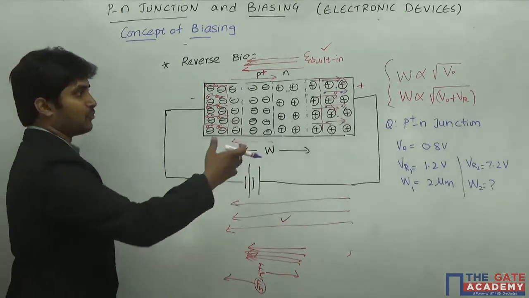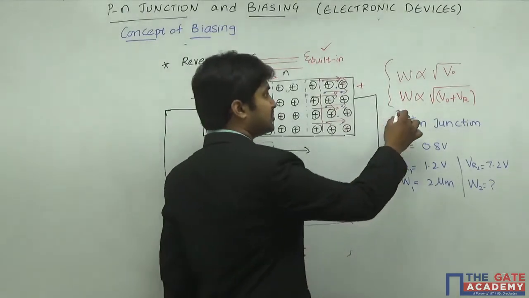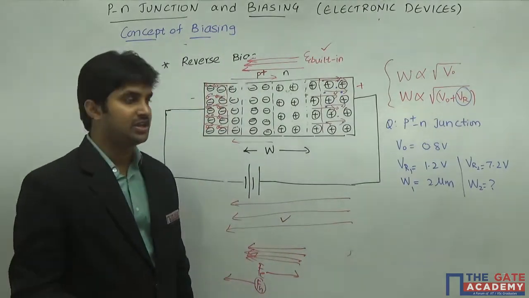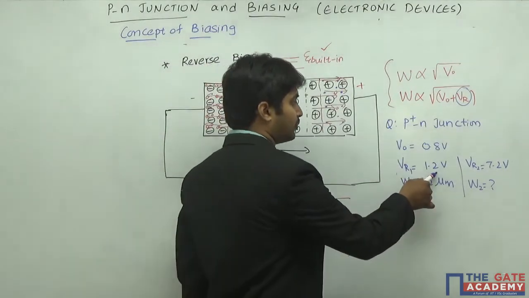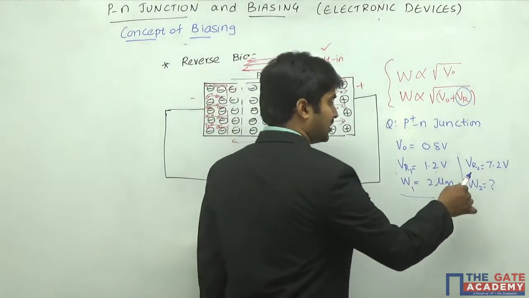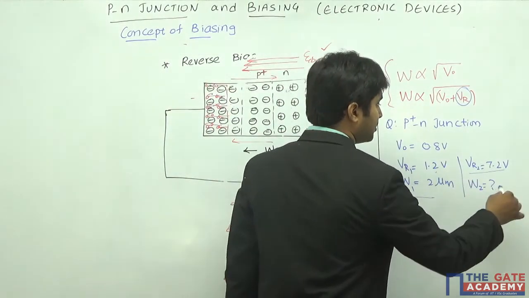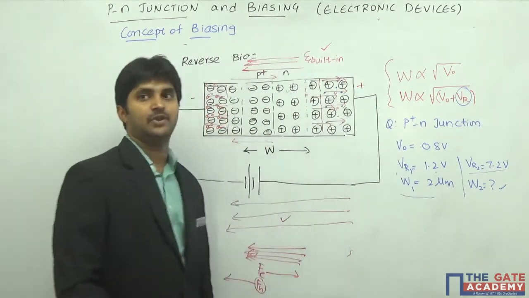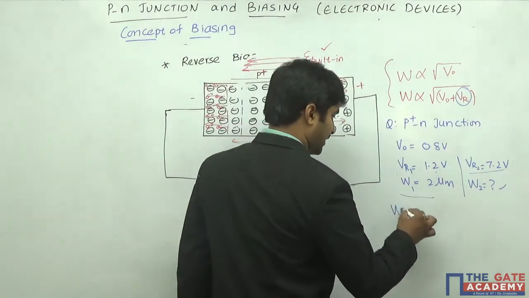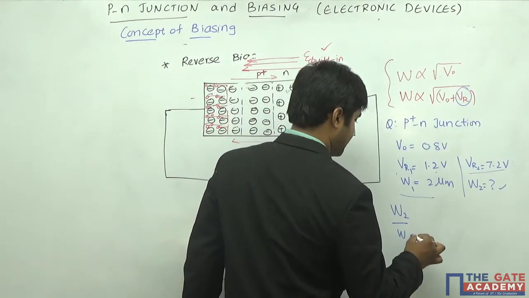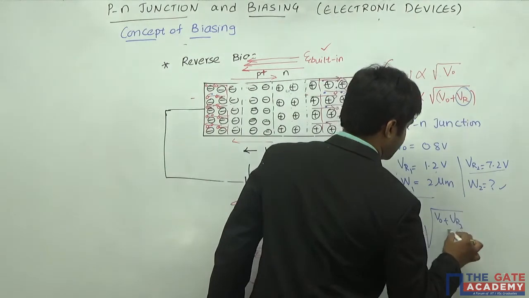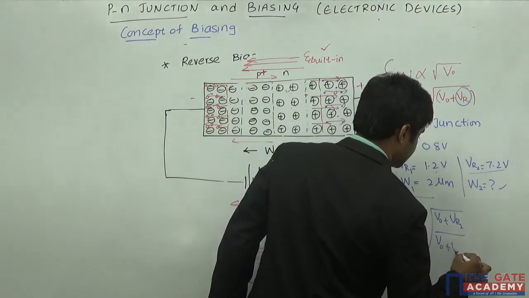It is based on the same concept, right? The width of the depletion region is going to increase according to the reverse bias that you are applying. Initially, when the reverse bias voltage is 1.2 volts, the width of the depletion region is 2 micrometers. And when a reverse bias of 7.2 volts is applied, what is the width of the depletion region? It's very simple, right? You can directly solve it by W2 by W1 is equal to square root of (V naught plus VR2) divided by (V naught plus VR1).